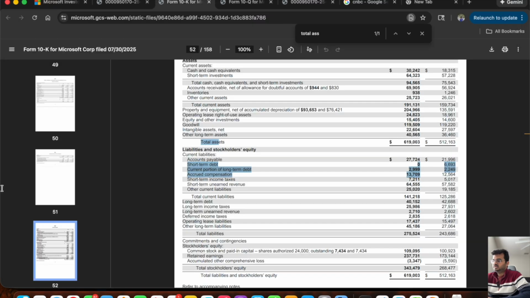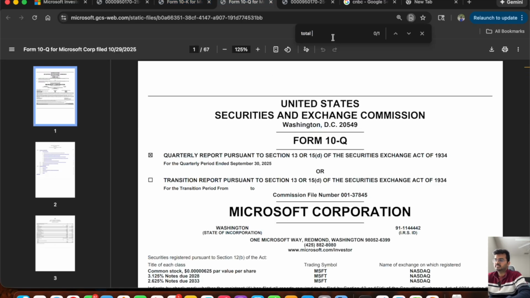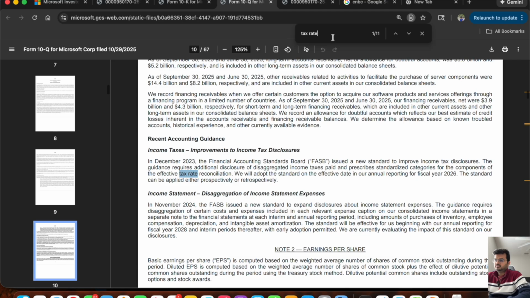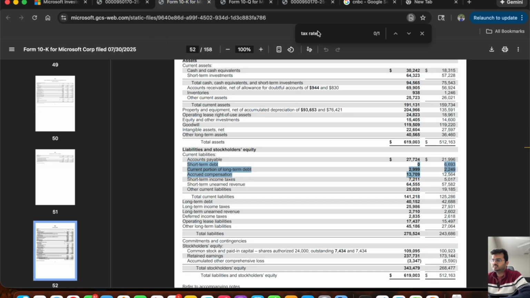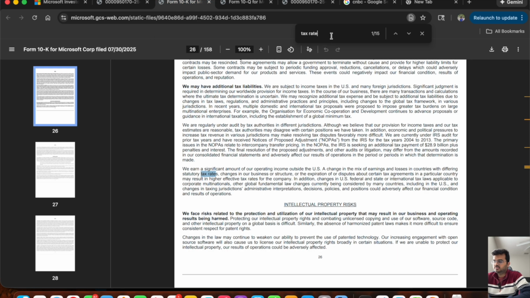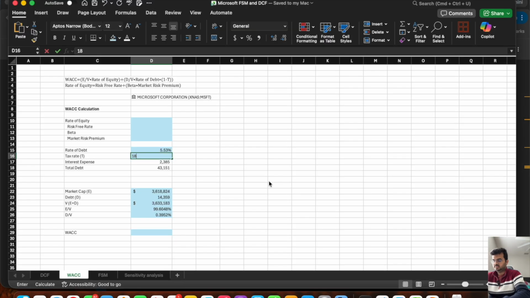Now the next one is the tax rate. We can go and figure out the tax rate which the company has paid in the most recent 10Q form. Okay. Our effective tax rate was 19% for both the 3 months ended on September 30, 2025 and 2024. This is from the most recent 10Q report. Let me figure out if they have provided any information in the annual report as well. Okay. Our effective tax rate for the fiscal years ended 2025 and 2024 is 18%. I would use this one rather than 3 months because I feel somewhat more confident about the annual tax rate than the 3 months tax rate. So I'll take this as 18%.